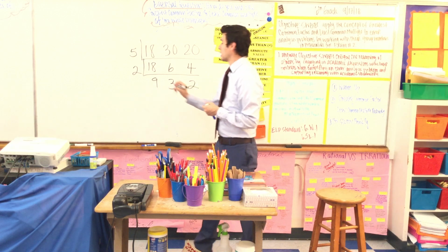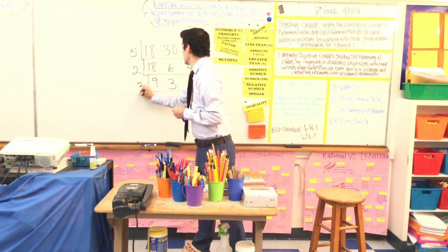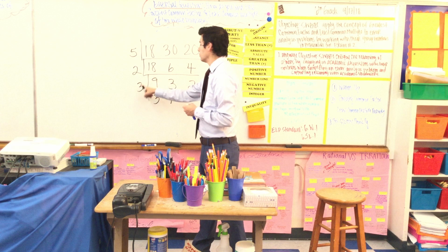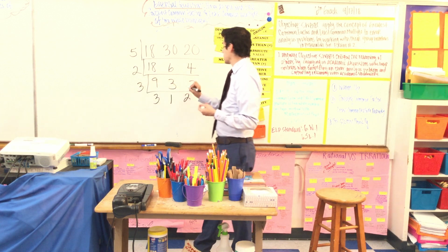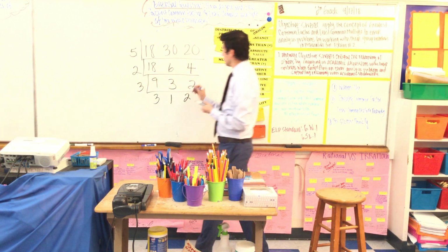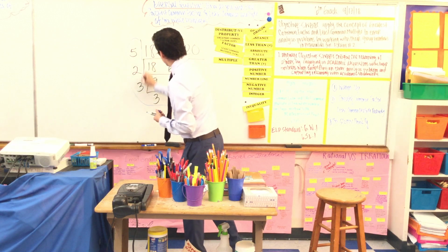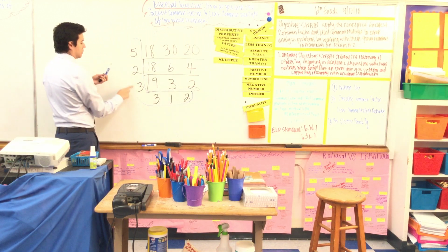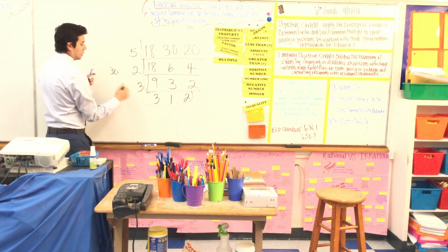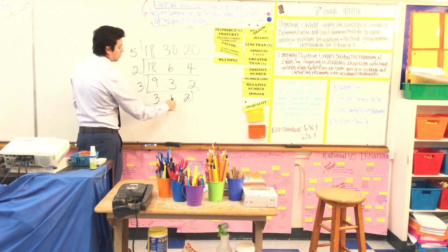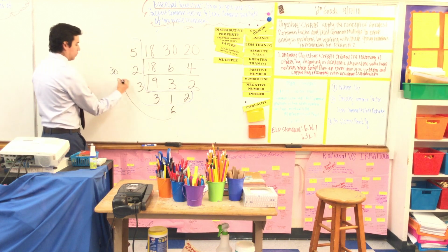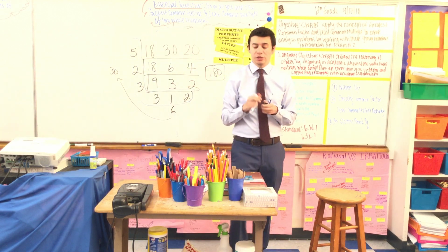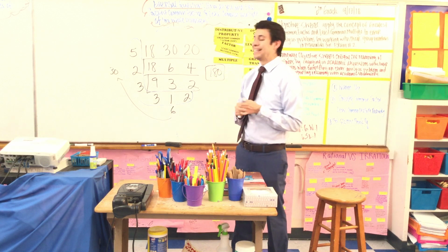9 and 3, I could factor out a 3. 9 divided by 3 is 3. 3 divided by 3 is 1. 2 divided by 3, who knows? So I drop them. That's it. Grab these guys. 5 times 2 is 10. 10 times 3 is 30. 3 times 1 is 3. 3 times 2 is 6. Then I multiply these. So the least common multiple between these 3 numbers is 180.